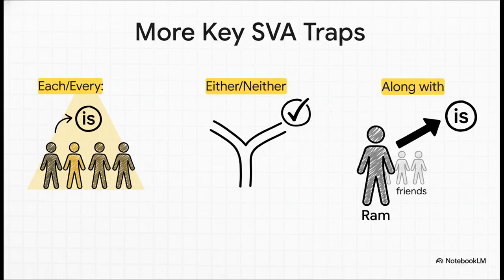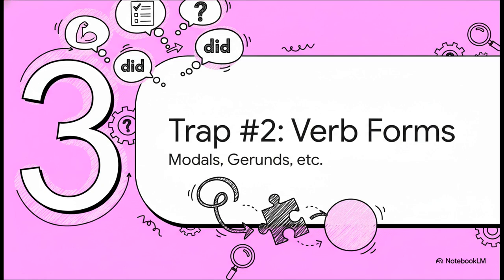The words each and every feel plural, right? But grammatically, they're singular. So, each student has. Same deal with either and neither. Use a singular verb. And definitely watch out for phrases like along with. The verb has to agree with the first subject. In this case, Ram, not his friends. So it's Ram is coming. Okay, moving on to our second major trap: tricky verb forms.